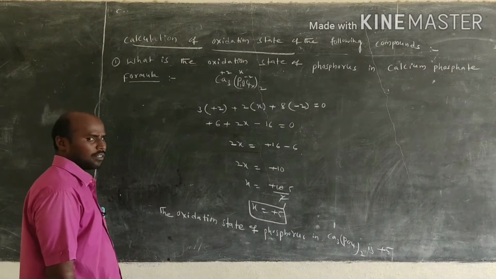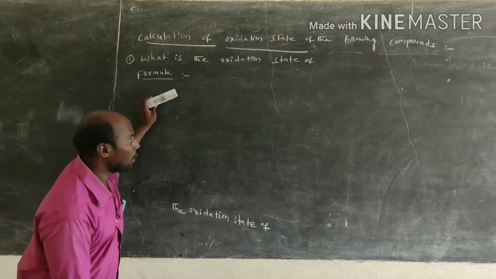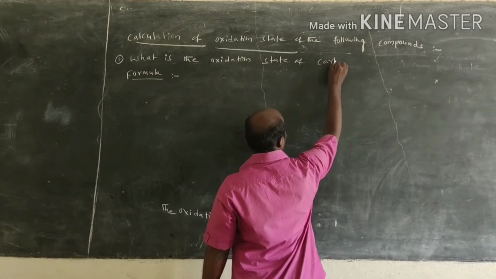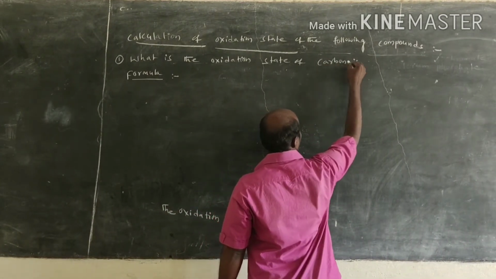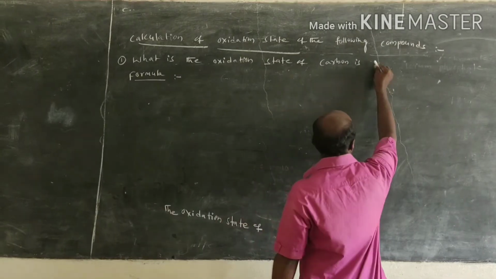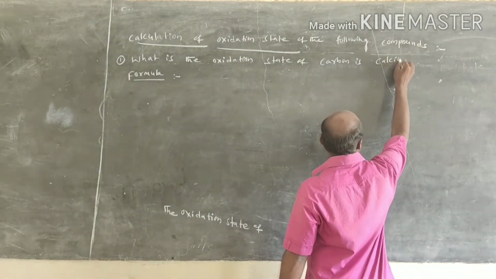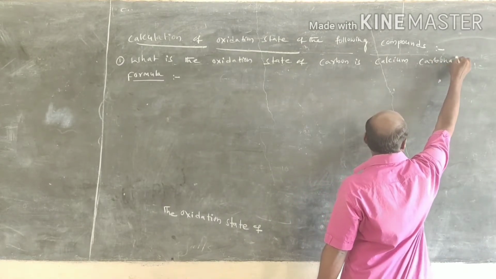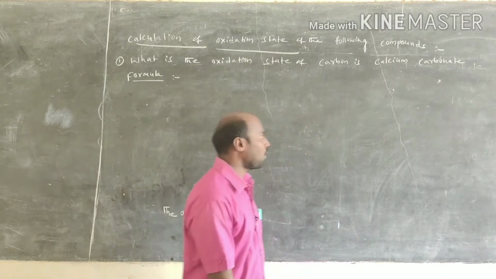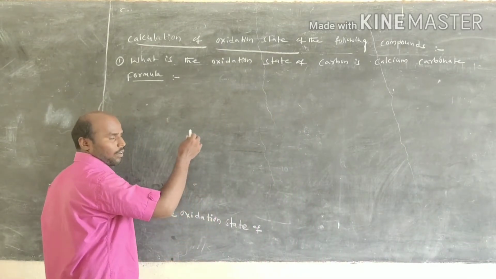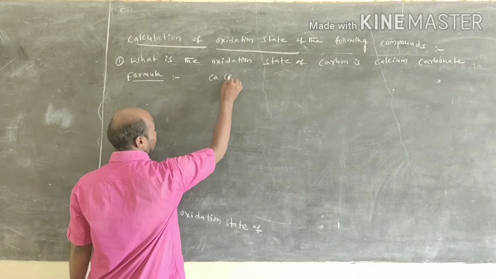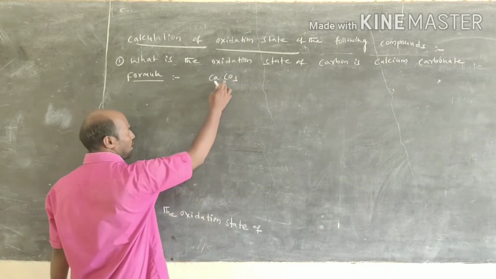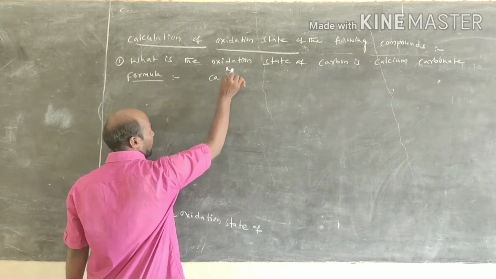So we can take one more example. What is the oxidation state of carbon in calcium carbonate? What is the formula of calcium carbonate? The formula is CaCO3. Now we can find the oxidation state of carbon. We don't know it, so that is X.